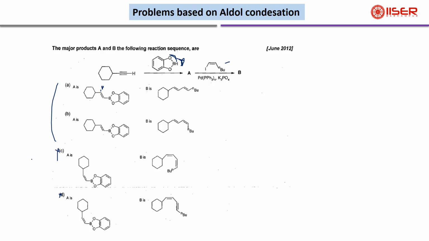Now you have to just draw it as an R. Boron is attached here. Now in the next step you have I. So you have to draw the product keeping both the alkene stereochemistry intact, because it is a coupling reaction. So there is no probability of rotation of these double bonds.